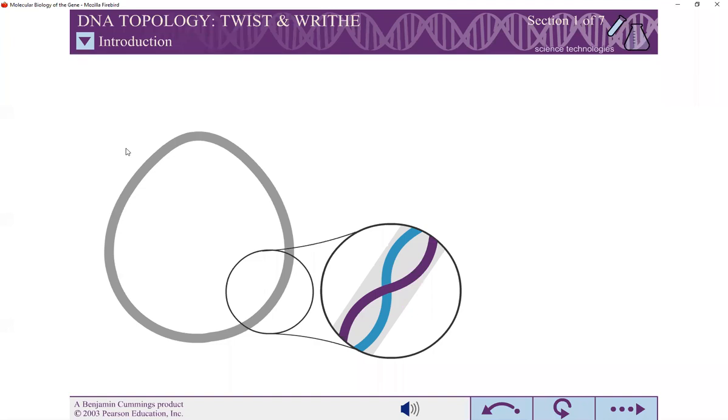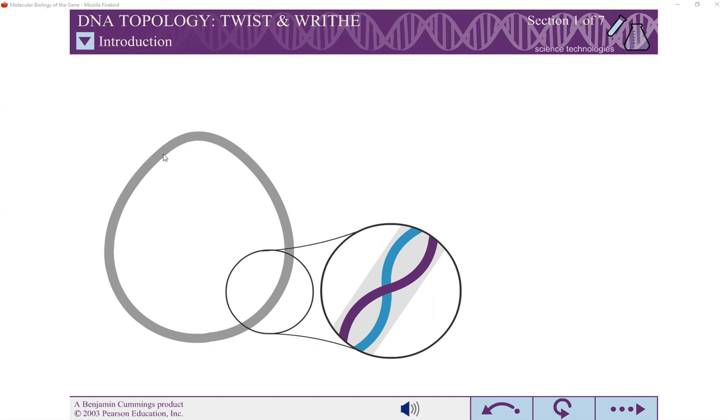In this video tutorial, we will be talking about DNA topology, twist and writhe. What is twist? What is writhe? How are twist and writhe interrelated? What is a linking number? And how does the enzyme topoisomerase work? In what manner does topoisomerase work? How does the action of topoisomerase regulate twist and writhe in the structure of a double-stranded DNA molecule?